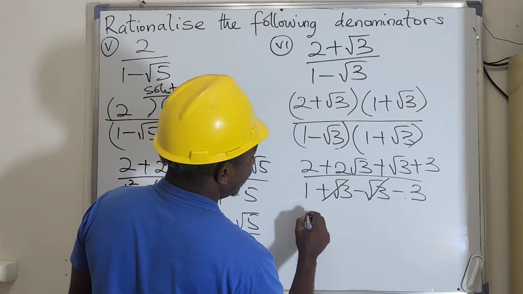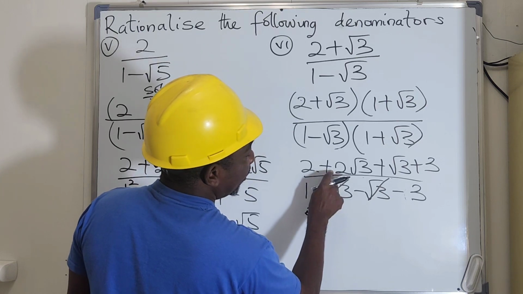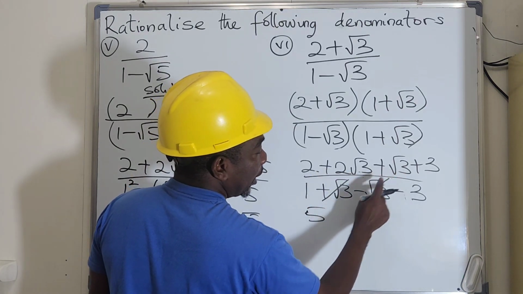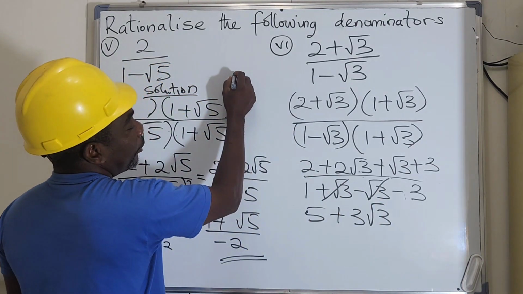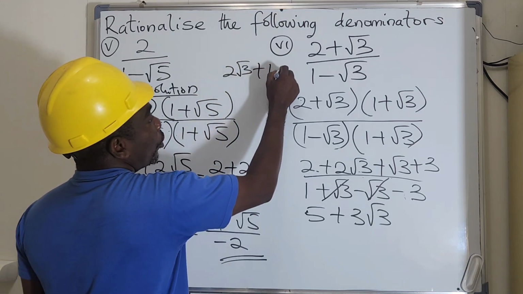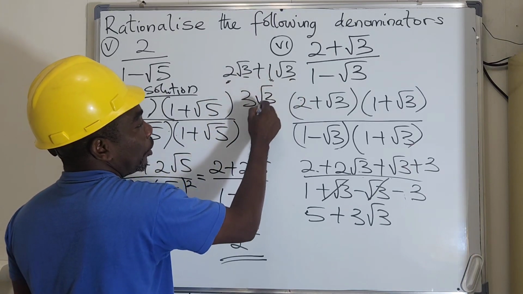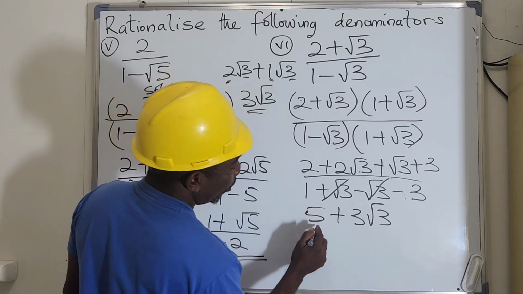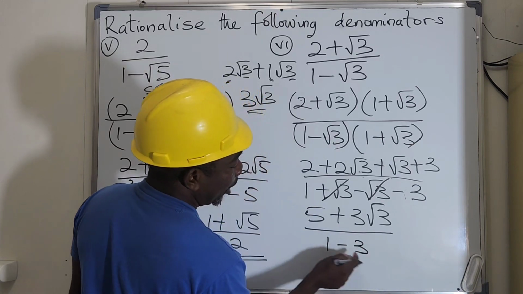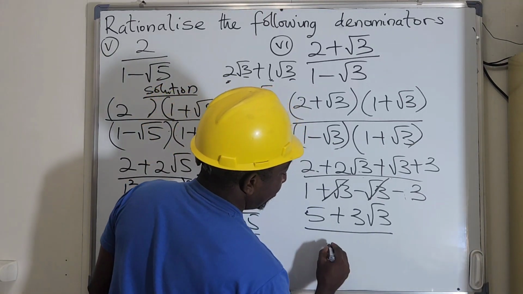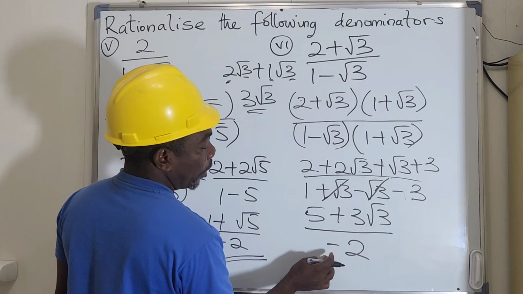So here we have 2, collecting like terms, 2 plus 3 will give us 5. Then 2 root 3 plus root 3 gives us plus 3 root 3. Why? Because when we have 2 root 3 plus 1 root 3, 1 plus 2 will give us 3, then root 3. That is why we have 3 root 3. So all over, this cancels, and we have 1 minus 3. 1 minus 3, we all know that is minus 2. So from here, rationalizing this will give us this.